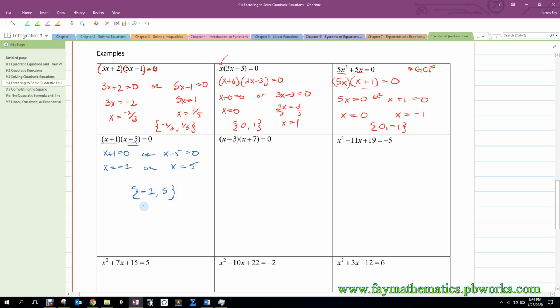And again, what that means to us, just remember, is if I have a parabola, that's -1, 1, 2, 3, 4, 5. Okay, my parabola is going to pass through those 2 points on the x-axis.